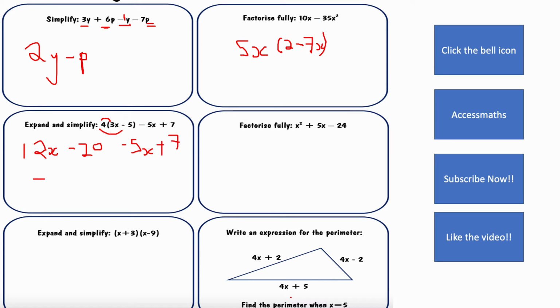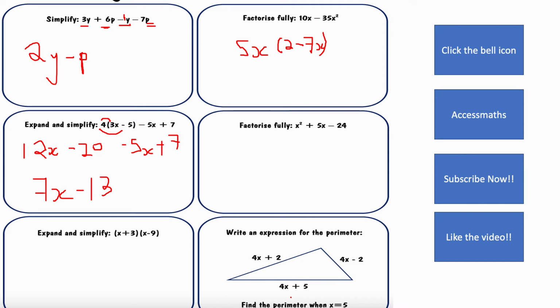12x minus 5x is 7x, minus 20 plus 7 is minus 13, because it is the same as saying 7 subtract 20, or minus 20 plus 7 gives me negative 13. Because if I'm adding to a negative, my answer becomes bigger. Think of it that the bigger the negative number, the smaller it is, and the smaller the negative number, the bigger the number is, if that makes sense.